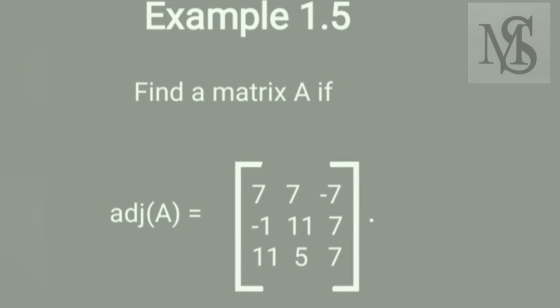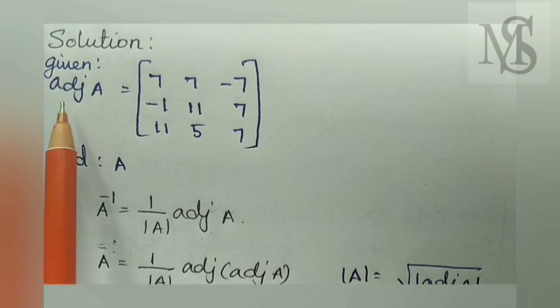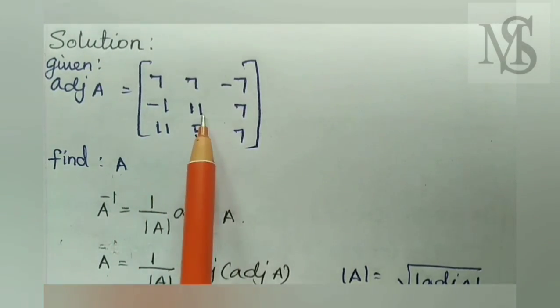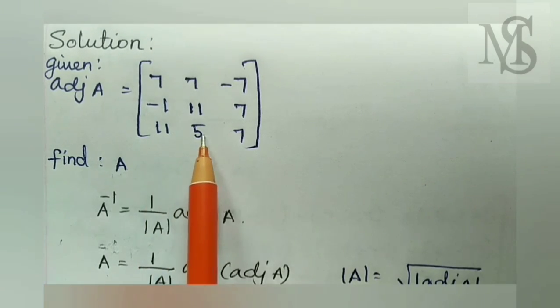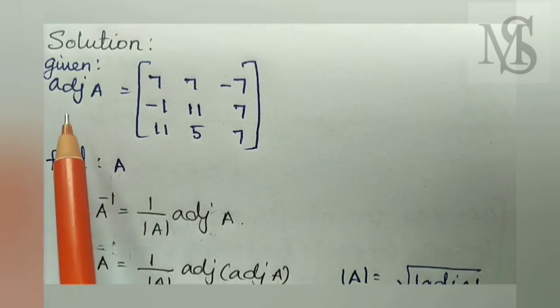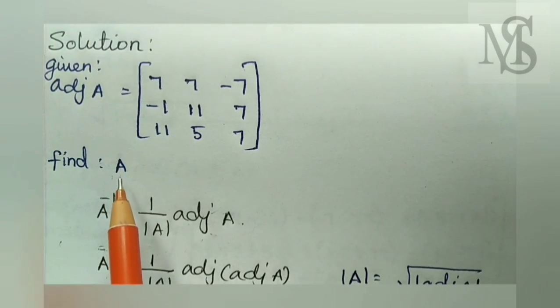Example 1.5. Find a matrix A if adjoint A is equal to the matrix 7, 7, minus 7; minus 1, 11, 7; 11, 5 and 7. Solution. In the question, they are given that adjoint A is equal to this matrix. They have given the value of matrix adjoint A, and we have to find the matrix A.